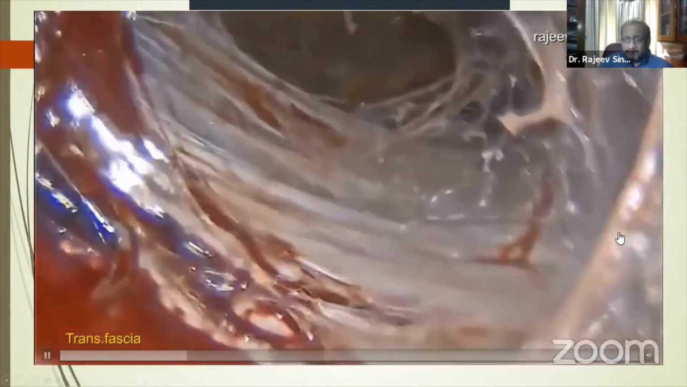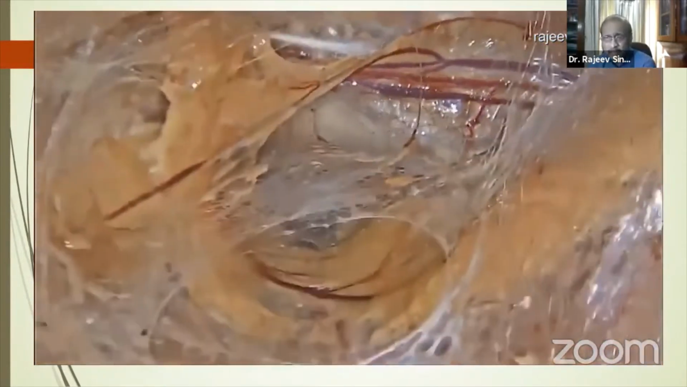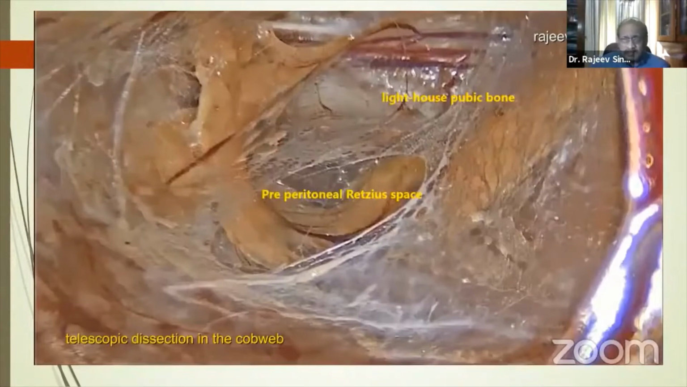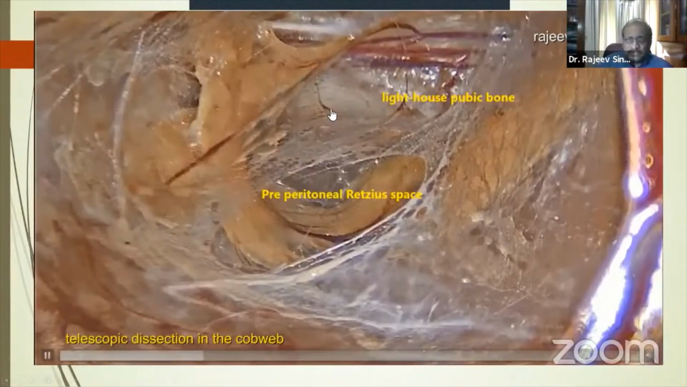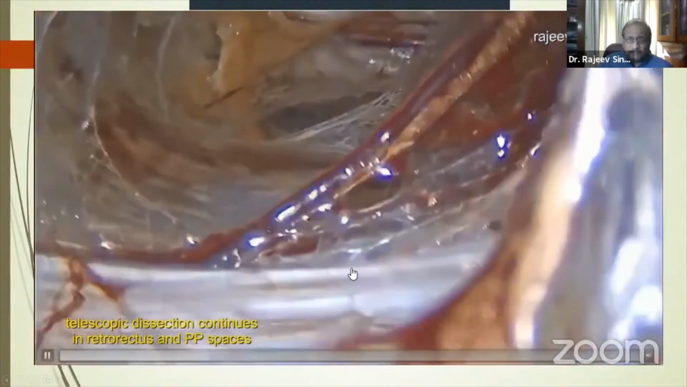Now going back in, we have cut the transverse fascia and we're going down into the preperitoneal space and do a telescopic dissection, or a balloon dissection, whichever one you want. But I've been regularly doing only telescopic dissection with the tip of the telescope, and I regularly do it with a 30 millimeter. Can you see the lighthouse? I've shown these pictures specifically. The lighthouse sign, pubic bone, the preperitoneal space of Retzius, and this is the dissection of the preperitoneal space.